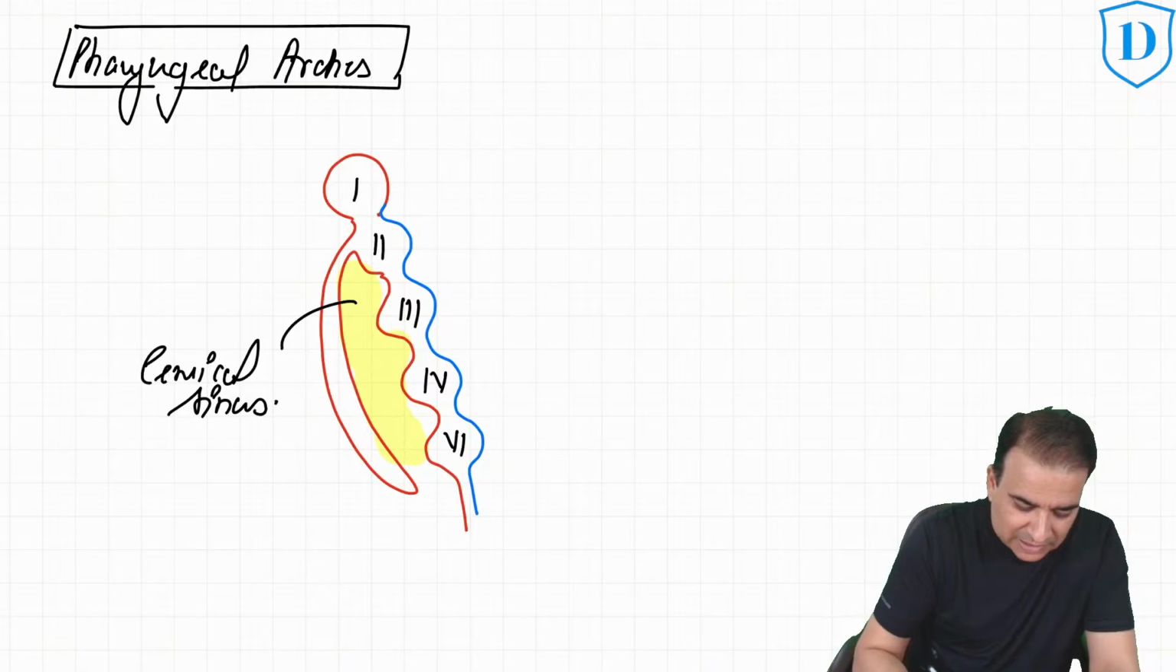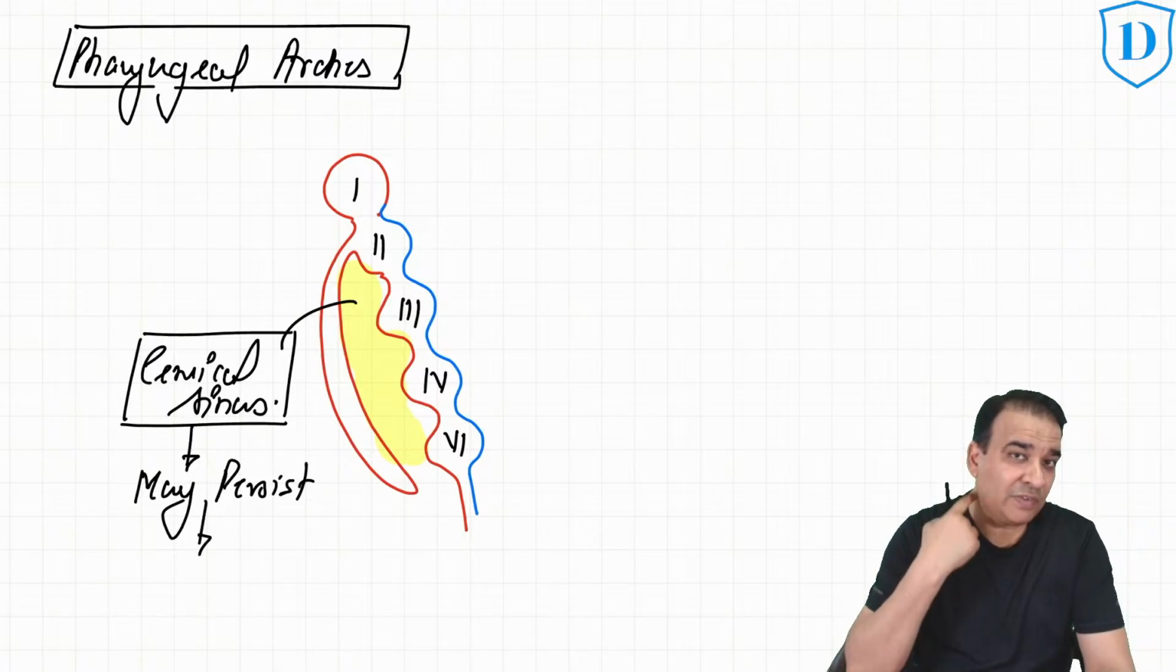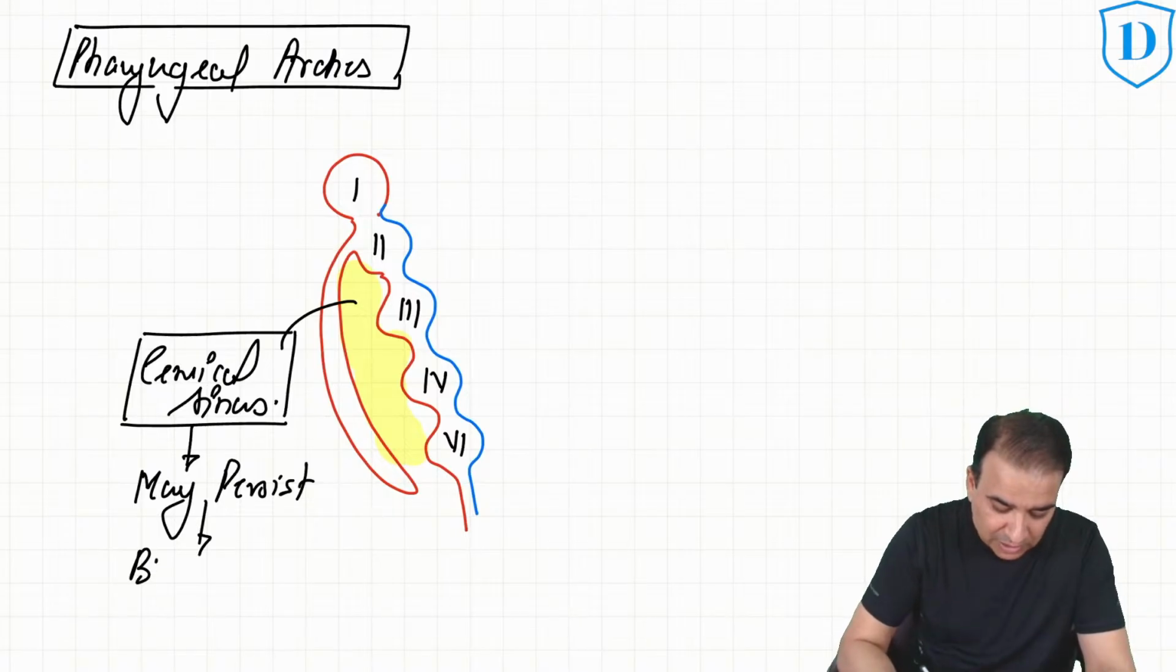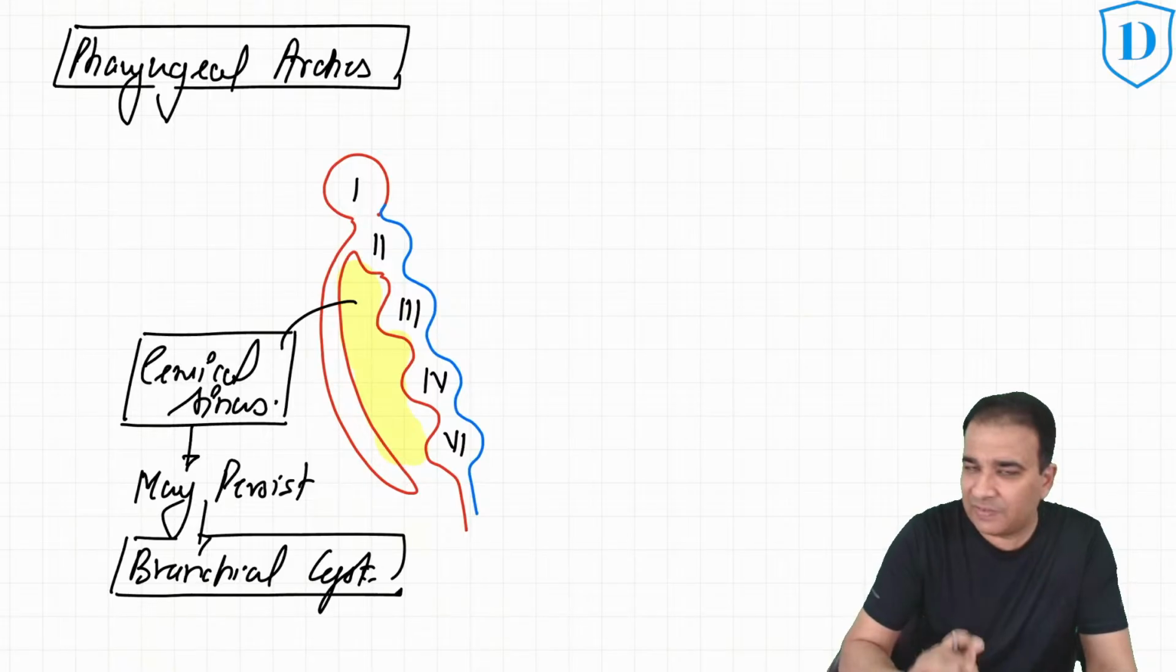This is called a cervical sinus. Eventually cervical sinus बाद में बंद हो जाता है, but in some cases the cervical sinus may persist, and if the cervical sinus persists, that will give rise to the swelling present along the anterior border of sternocleidomastoid, called as what? It is called as a branchial cyst.